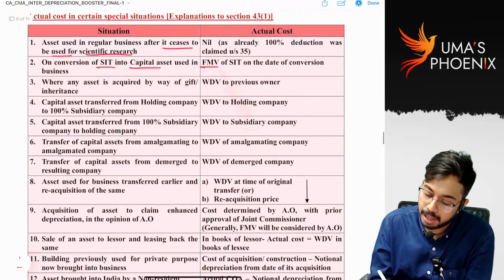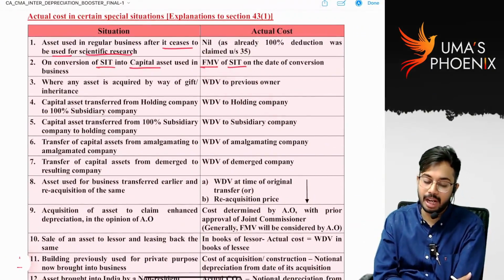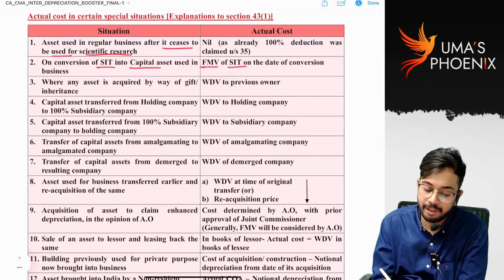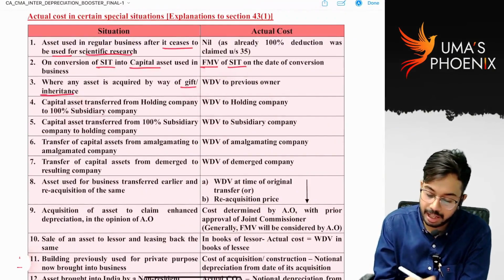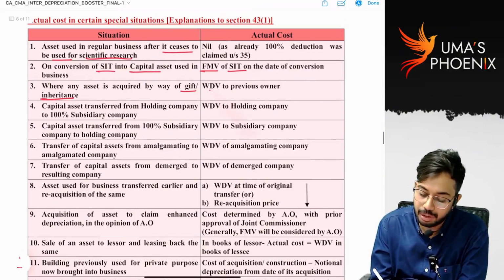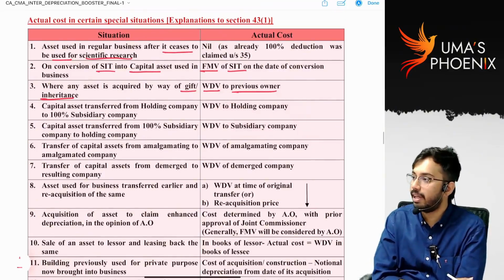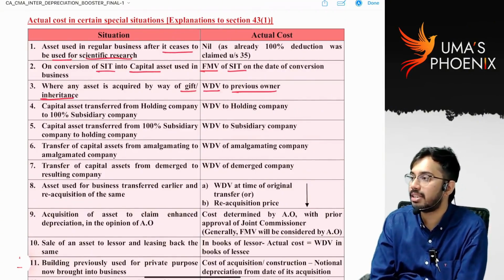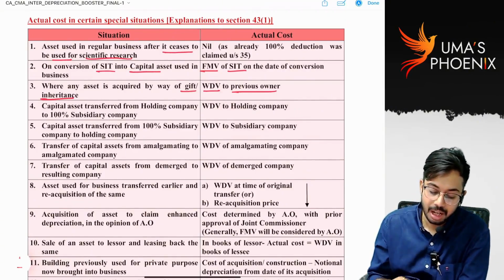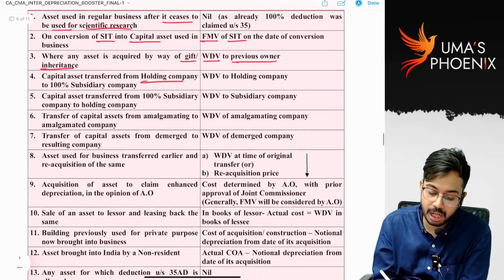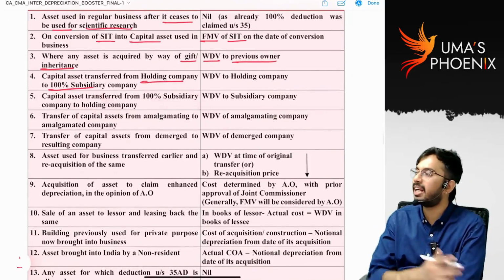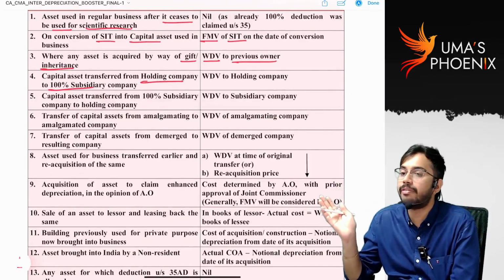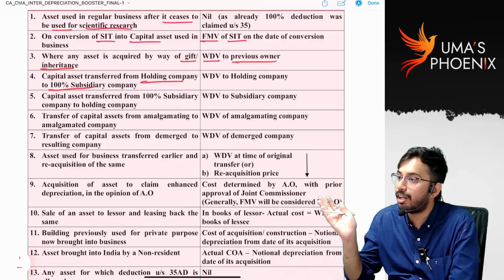You can see fair market value of stock in trade on the date of conversion. Where any asset is acquired by way of gift or inheritance, then actual cost is equal to written down value to the previous owner. So whatever the written down value to the previous owner is, that will be considered as actual cost. Capital asset transferred from holding company to 100% subsidiary company. Actually, this transaction is excluded from the definition of transfer and no capital gains are required to be calculated.